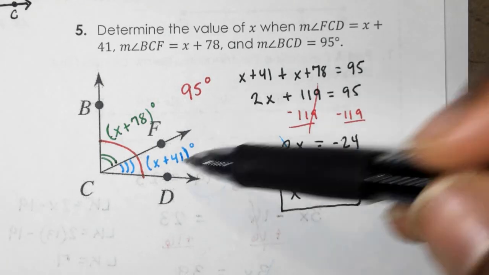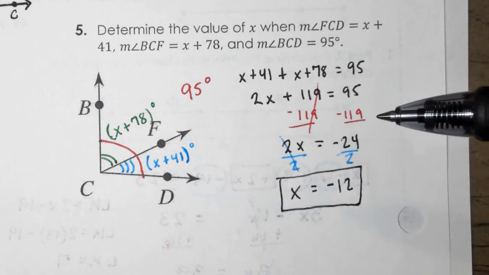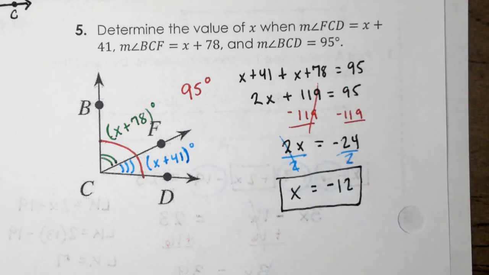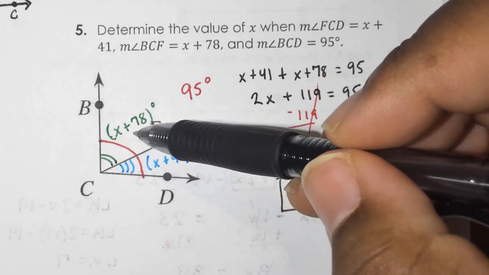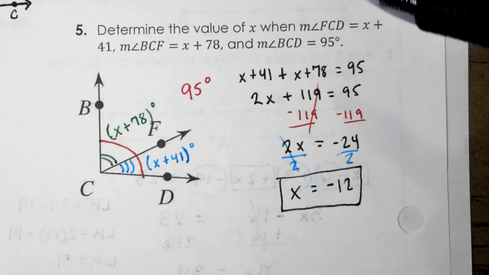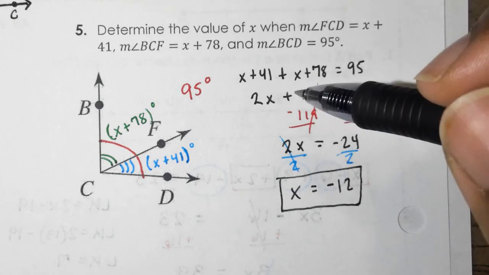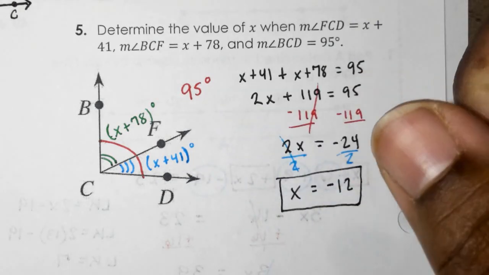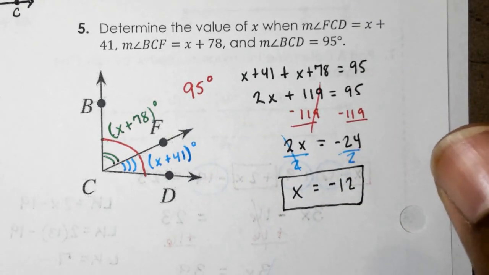When I plug back in, I get negative 12 plus 41. That's going to be a positive answer. I think it's going to be like positive 29 or something like that. Yeah, 29 degrees. Up here, negative 12 plus 78. When I plug that back in, it's going to give me a positive answer too. It's going to be positive 66. 60 something. No, 50. Oh, I'm tripping. 56. Yeah. And then, yeah, 56 plus 29 will give you 95. I'm tripping on that. Math all off today.